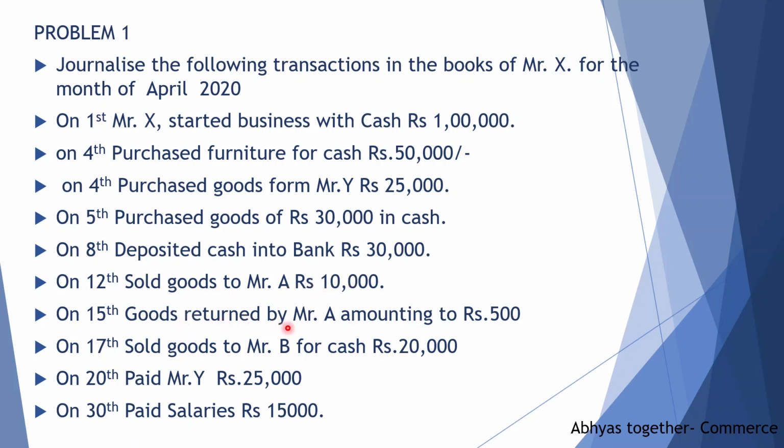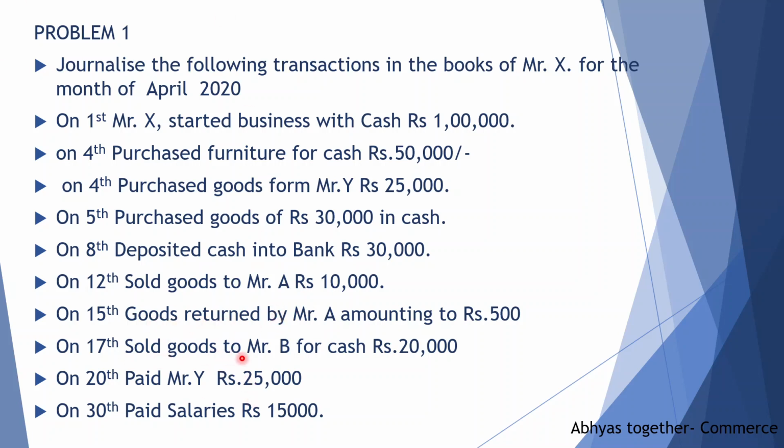And goods returned by Mr. A amounting to rupees 500. So Mr. A has returned the goods. That means this is a sales return. We have sold goods to Mr. A and Mr. A is returning goods to us. Mr. A is our customer. He is returning the goods to us. So this is a sales return.